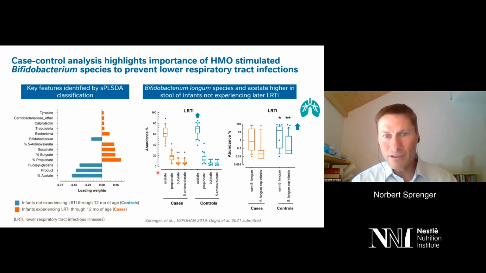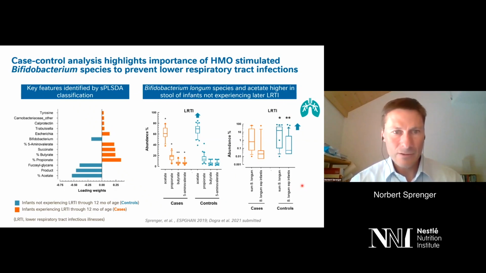So if we look in a univariate way, you can see here the higher acetate in the controls that did not experience LRTI, while we have higher butyrate, propionate, and 5-aminovalerate in the cases. And here on the bifidobacteria side, we have the sum of all the B. longums and specifically B. longum subspecies infantis that pops up on the benefit side. So there is maybe a link between those bifidobacteria and their metabolites and the protection from the respiratory infection that we observed.